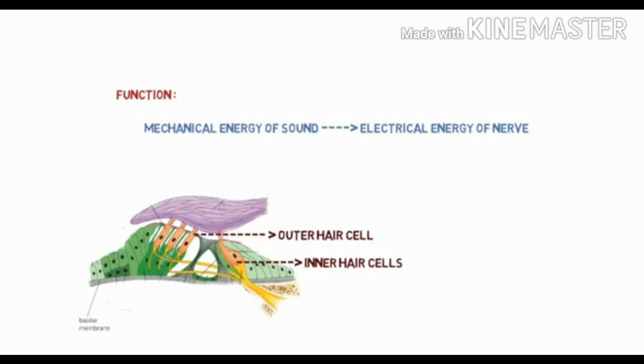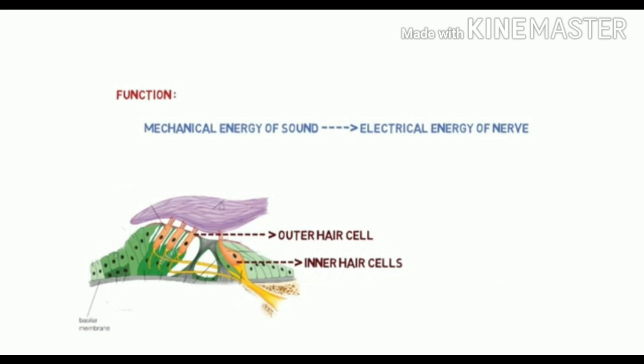In the basilar membrane, we have a very important organ, that is the organ of Corti. The organ of Corti has a very specific function. It converts the mechanical energy of sound into the electrical energy of nerve. And in the organ of Corti, we have different types of structures like outer hair cells and inner hair cells.